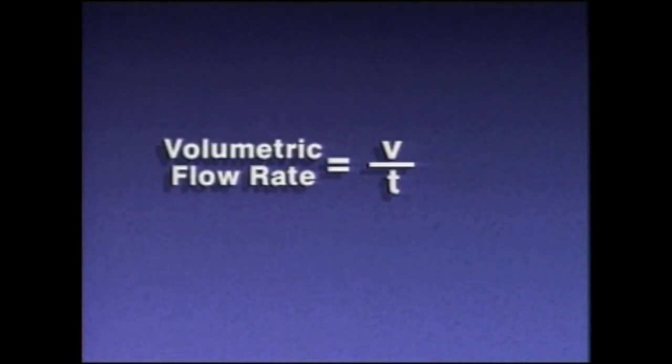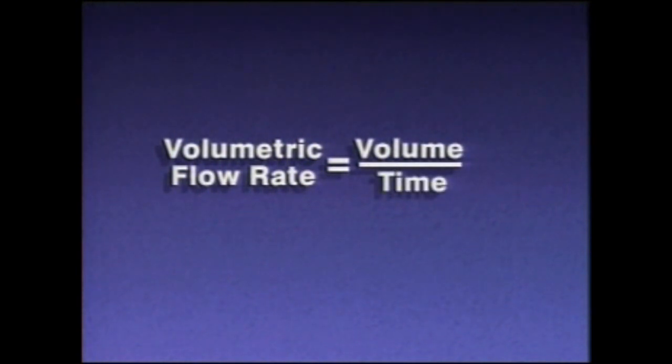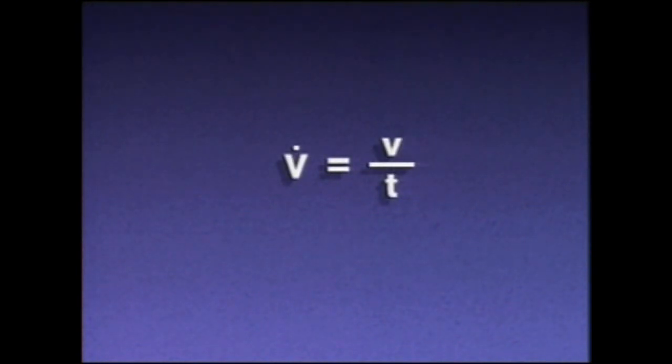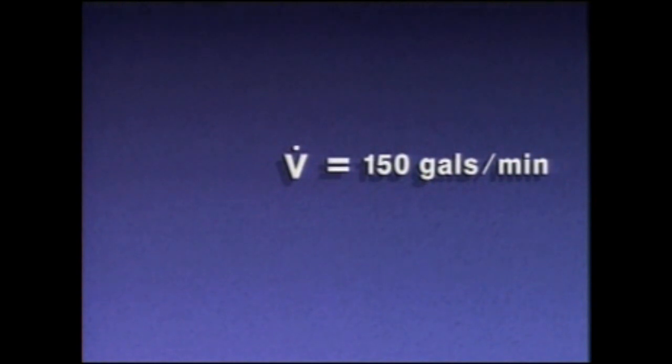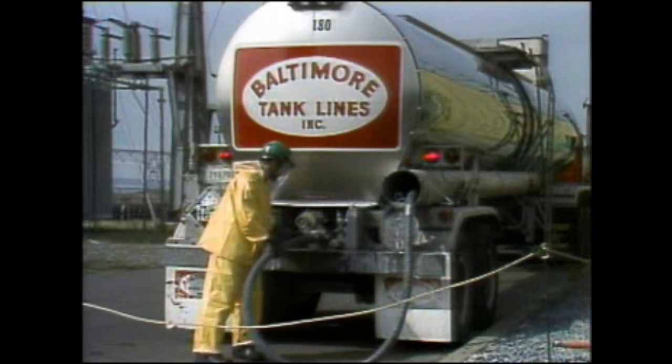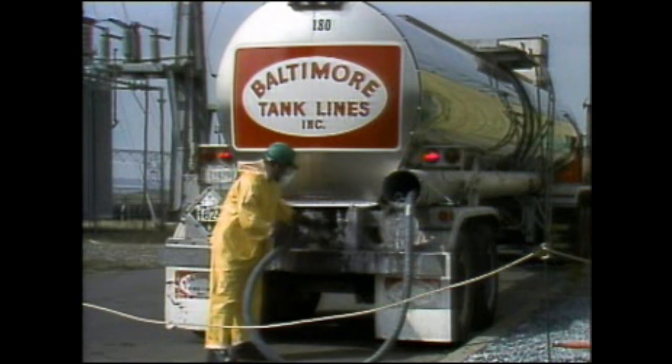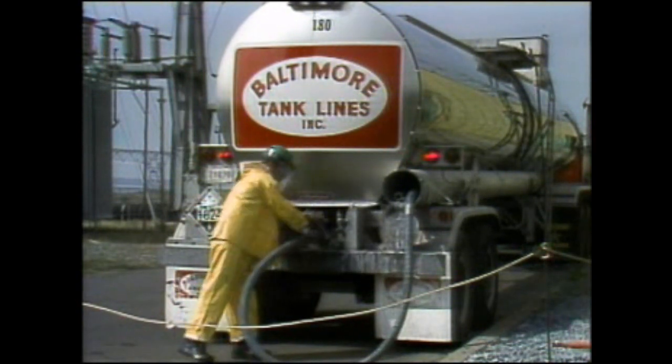A general formula for volumetric flow rate is V dot equals V over T. The dotted V is used to represent volumetric flow rate. The other V stands for volume, and the T represents time. For instance, if the volume is 150 gallons and the time is 1 minute, then the volumetric flow rate is 150 gallons per minute. Volumetric flow rates are often determined for materials flowing into or out of containers.